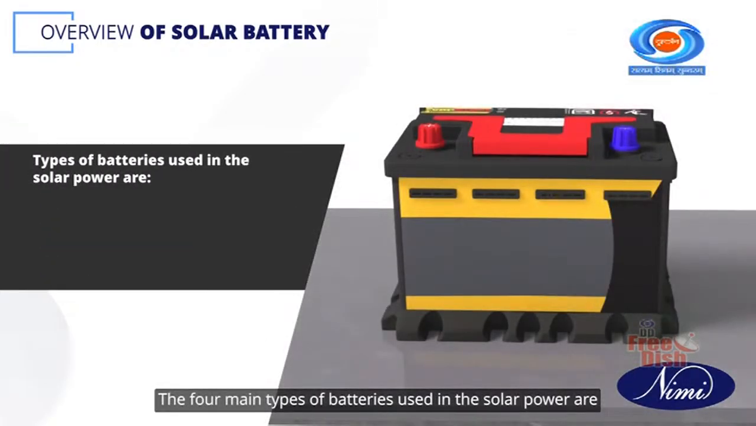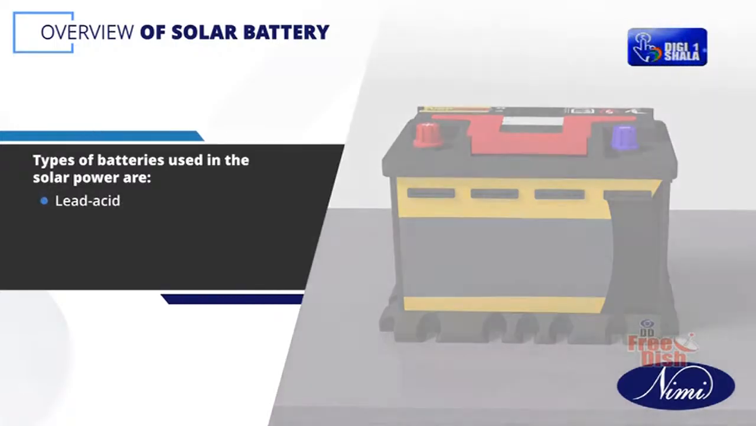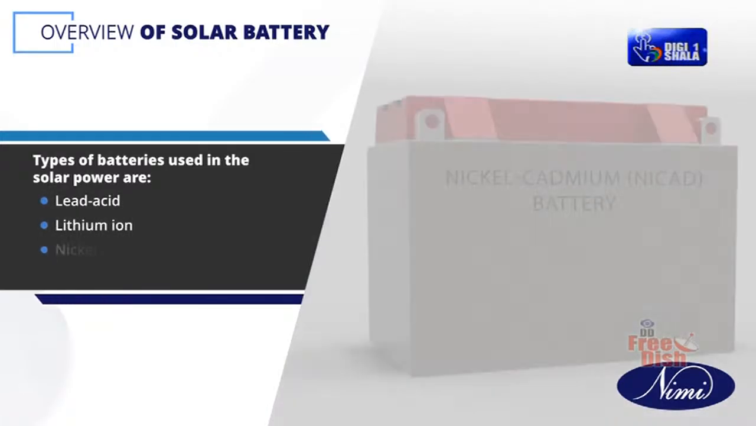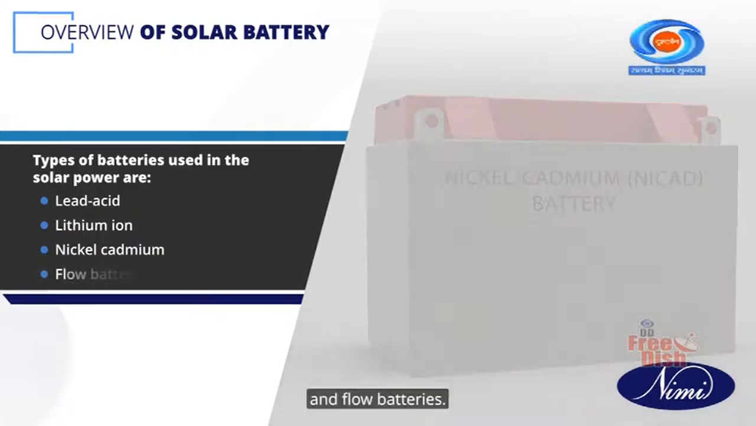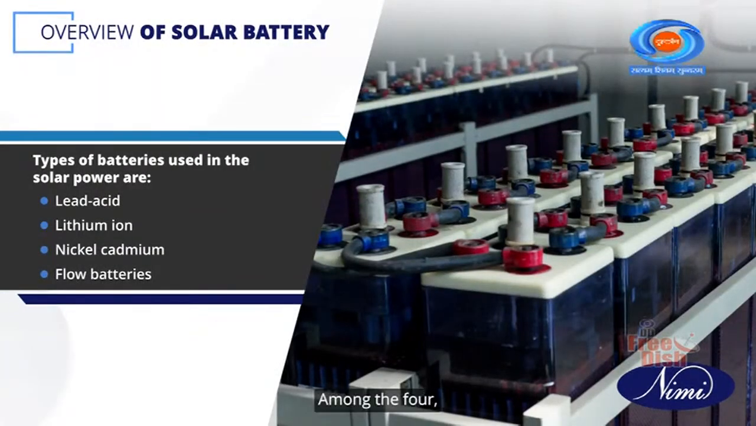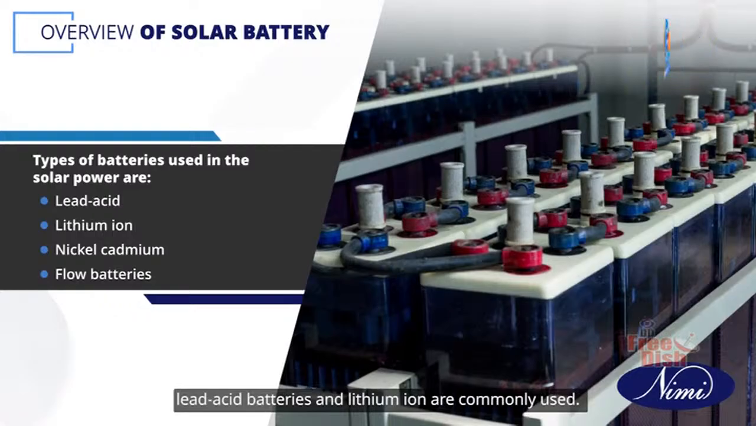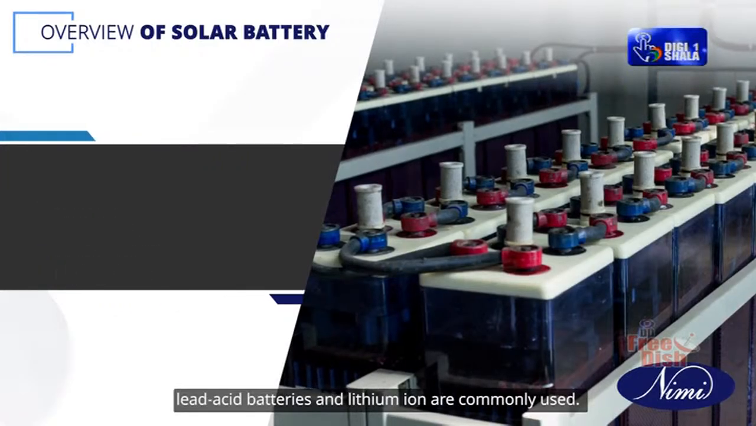The four main types of batteries used in solar power are lead acid, lithium ion, nickel cadmium and flow batteries. Among the four, lead acid and lithium ion batteries are commonly used.